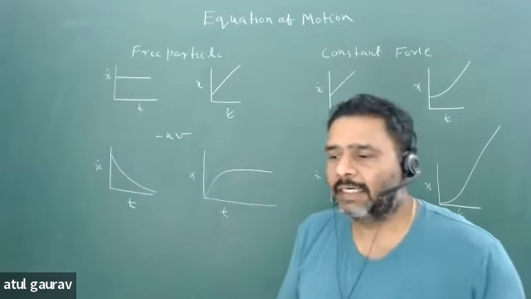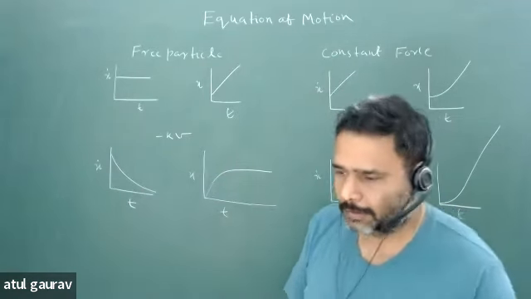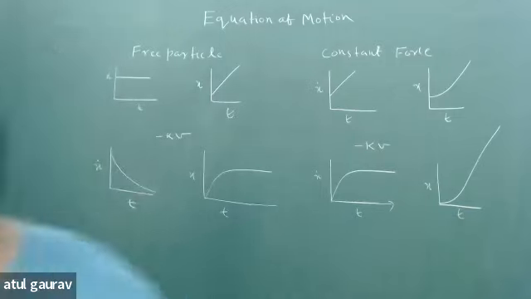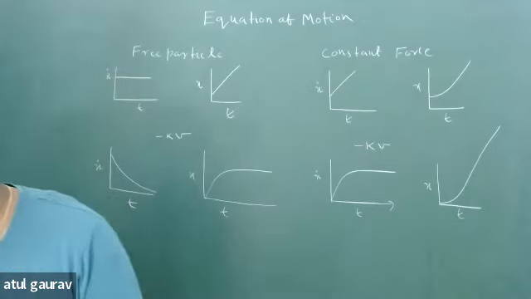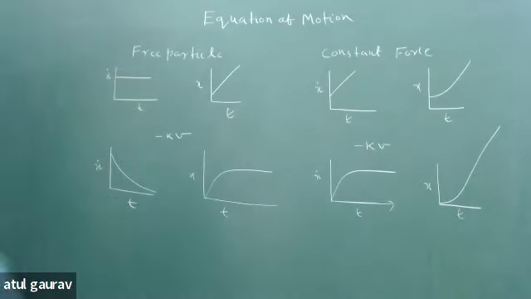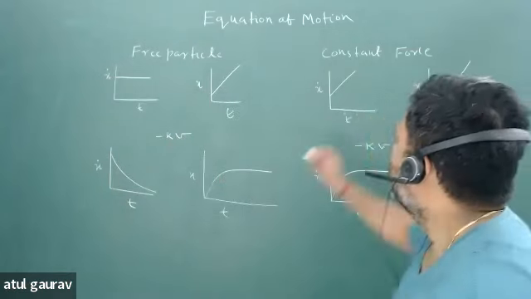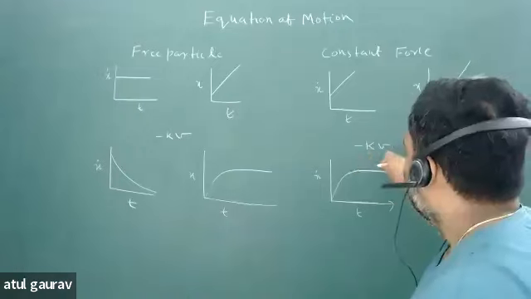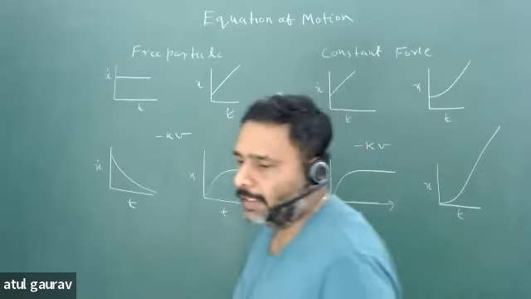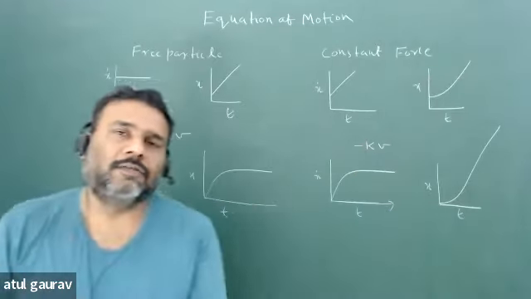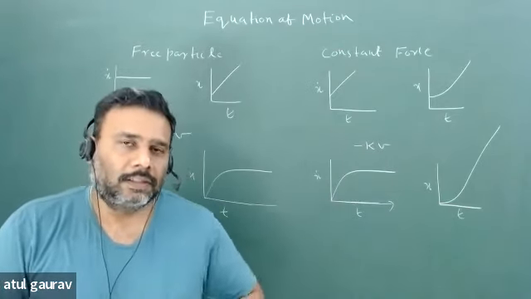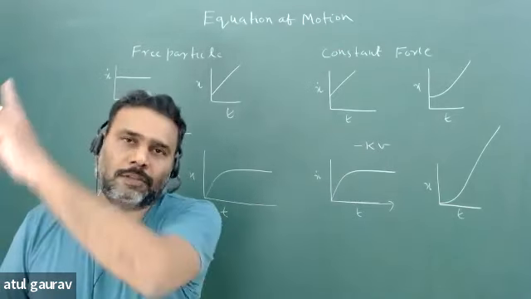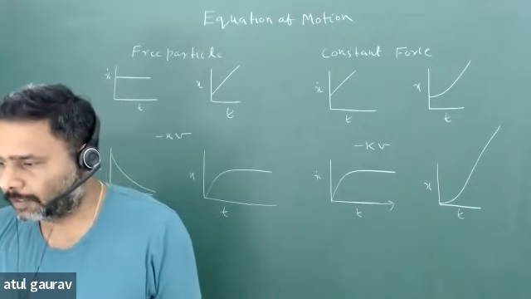Now I will ask you some true and false questions. Let's go for this one. Aruna, just tell me, if we have constant force and we are adding some resistive force which is linear, then as t tends to infinity, the x versus t is almost a straight line. True or false?